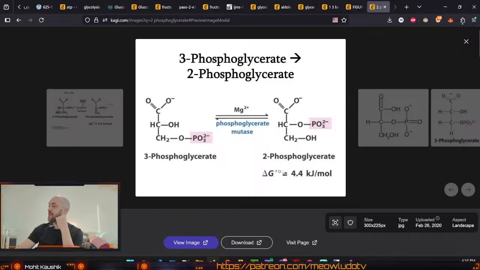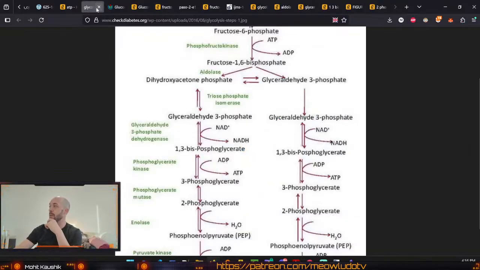So this delta G is the change in free energy. This is an isomerization. We're just going to move the phosphate up. We remember that doesn't really take much energy, so it can probably go either way. Yep, basically the free energy change is almost nothing. Enolase, we're going to have phosphoenol pyruvate.